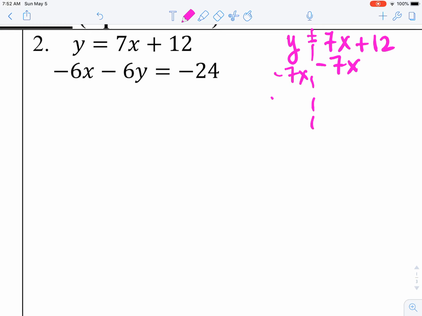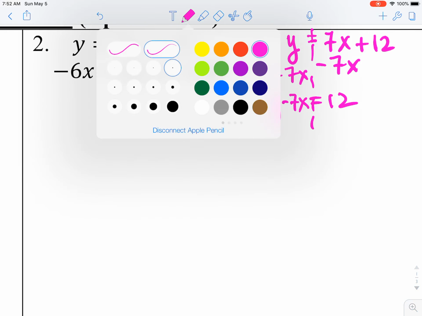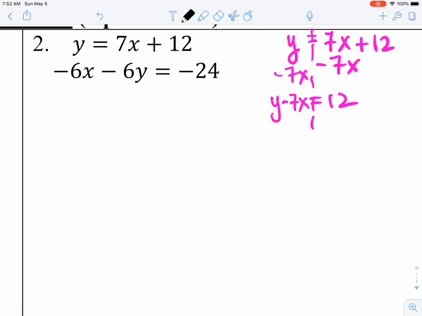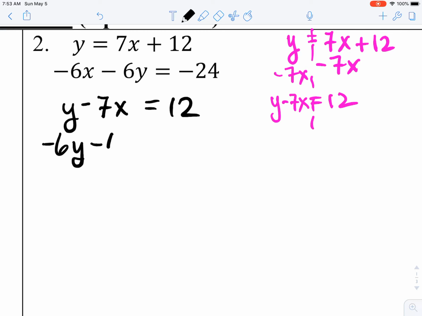to make sure that I end up with y minus 7x. I can't combine y and 7x, so I'm just going to write them side by side, equals 12, which is going to be my new value. I'm going to write it in black so it looks like an original. So y minus 7x equals 12. And I'm going to rewrite my second equation just so I can look at it. I'll put the y value first. Negative 6y, negative 6x equals negative 24.